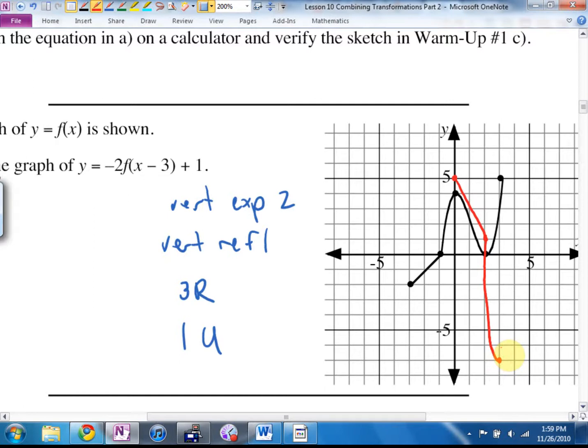What's the next point that I would do? I think this guy. How high? Right now. Vertically expand that by a factor of 2. 0. Reflect it. 0. And then what? 1, 2, 3. And they're connected curvy. Connect them curvy. Oh, last one.